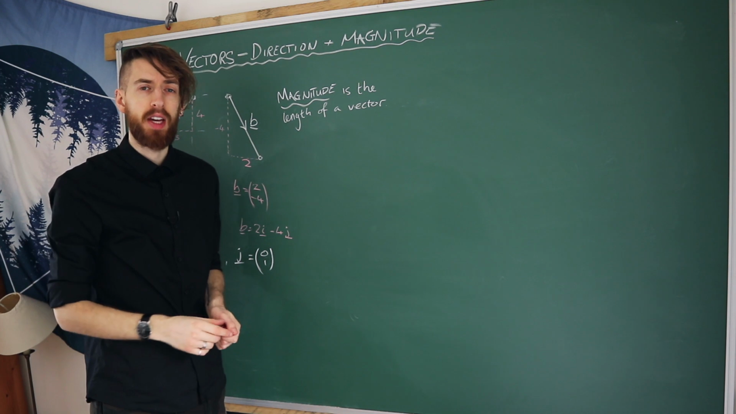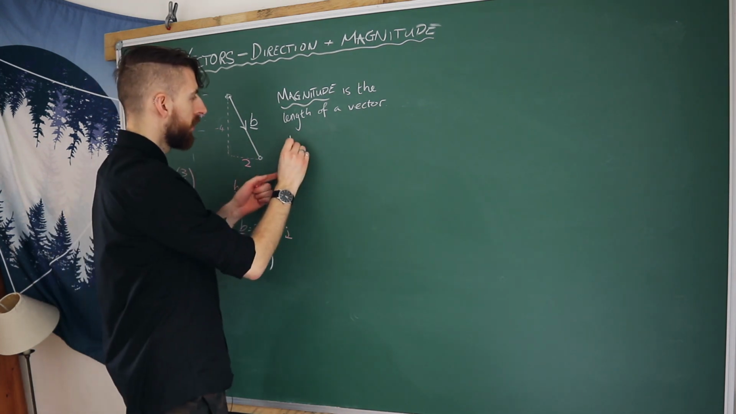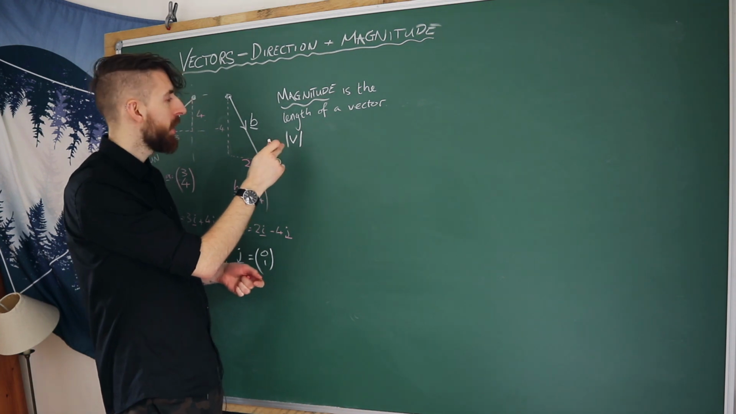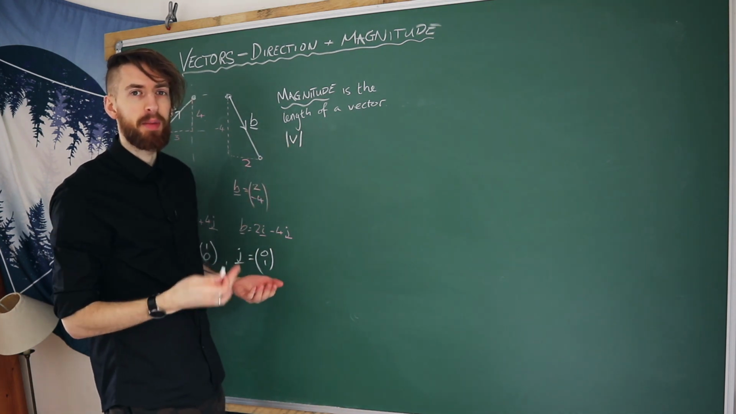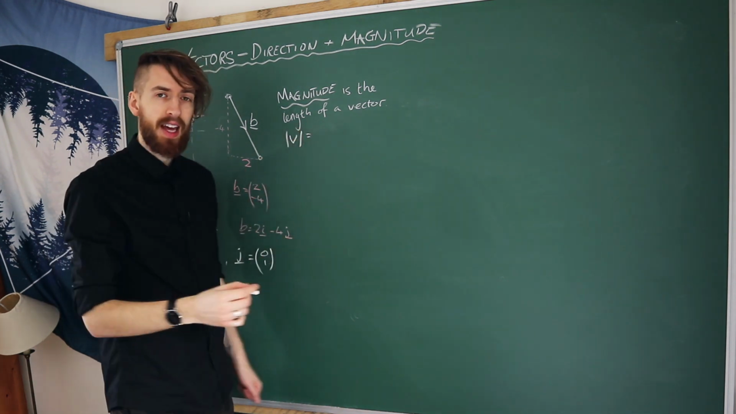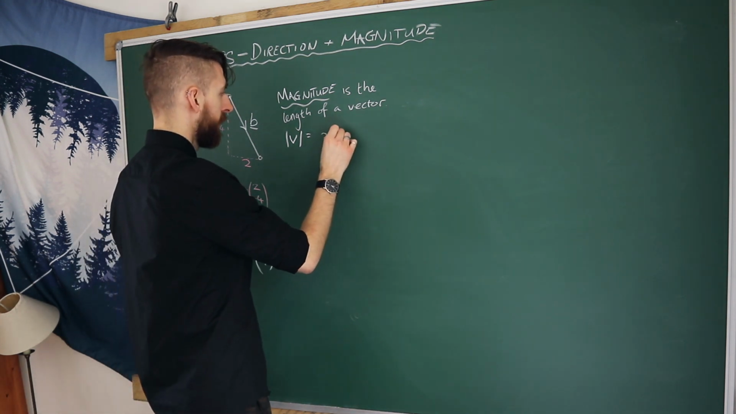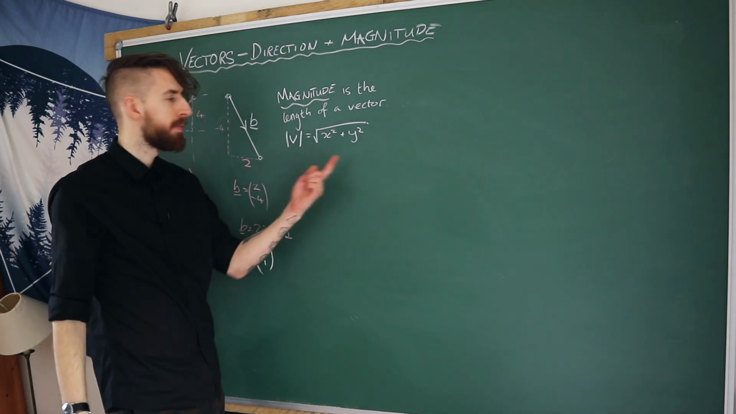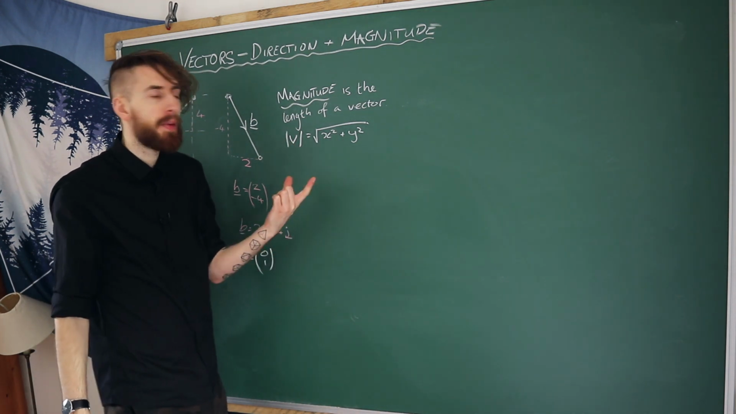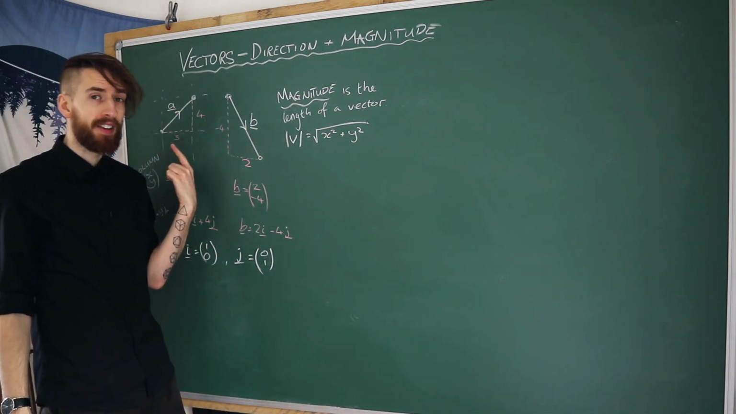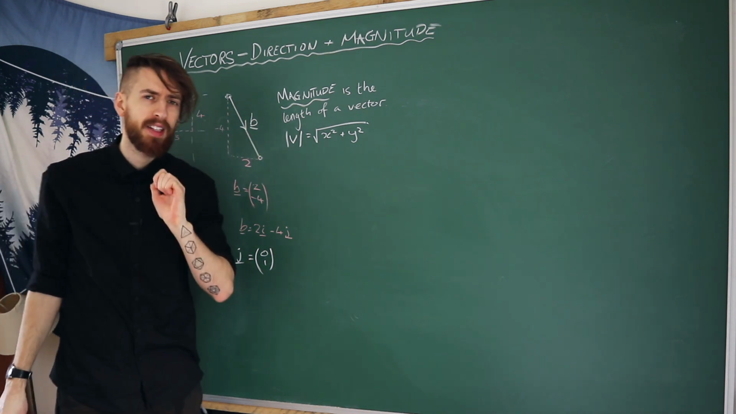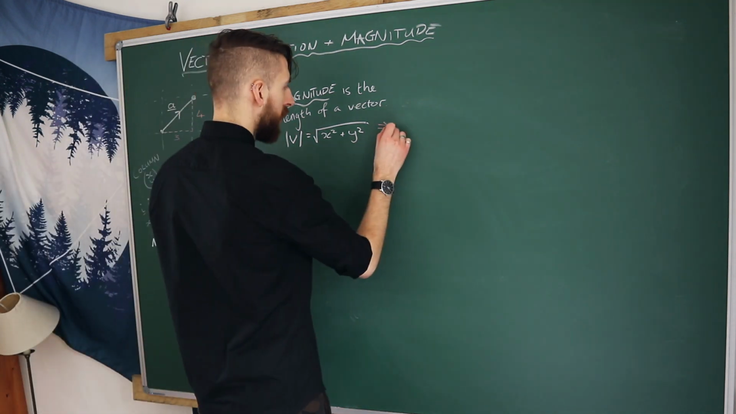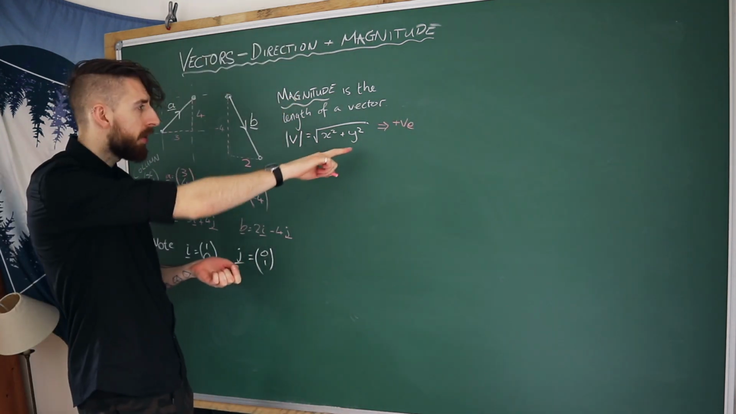So if we had a vector v, we'd write the magnitude as v with vertical lines next to it. That means magnitude. What that's going to be is the square root of x squared plus y squared. It's just Pythagoras on here. It's just Pythagoras. That's all it is. But what that means is that magnitude is always positive.